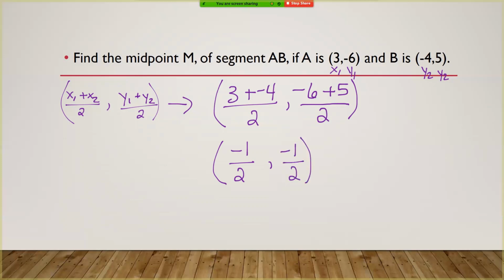You can either leave this as your final answer, or if you prefer to convert it to a decimal, that is -0.5, -0.5. And again, for me, either answer works. You can leave it as -1/2, or you can convert it to the decimal.